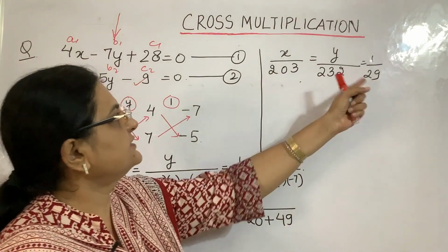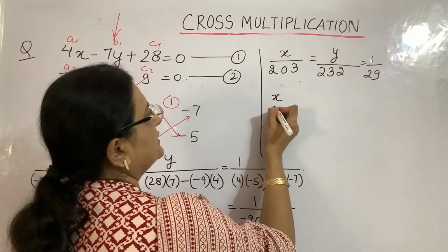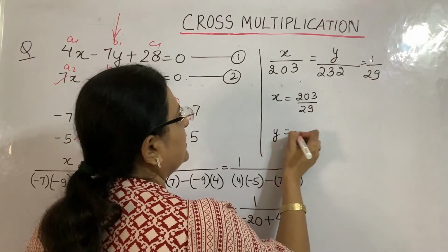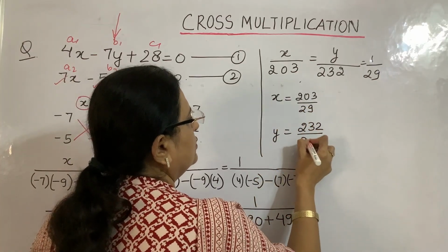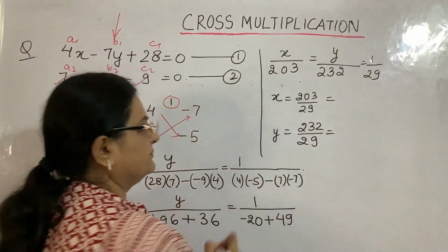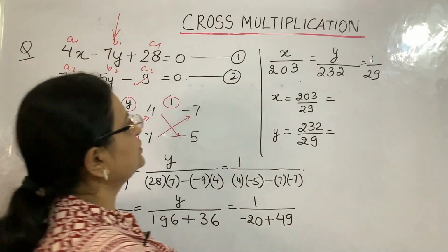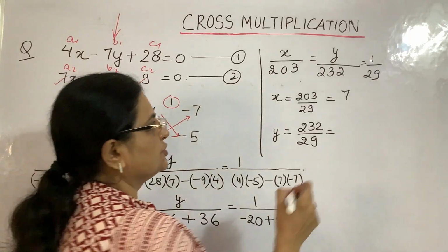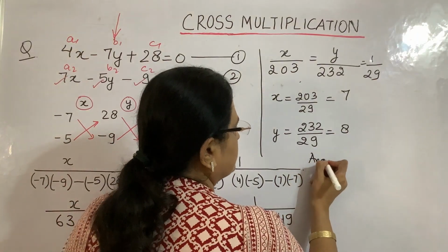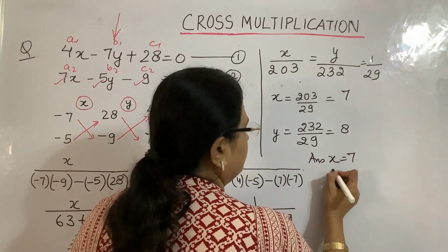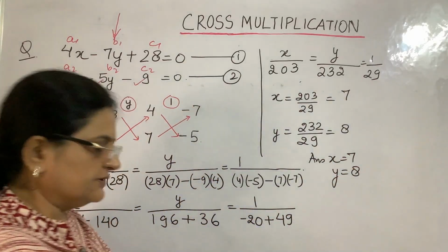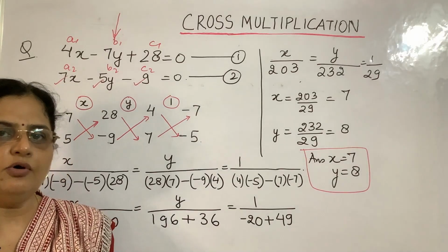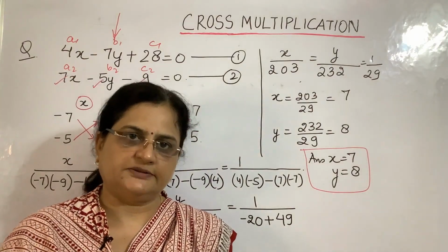So if I compare the first and the third, x will be equal to 203 upon 29 and y will be equal to 232 upon 29. And when you cancel this, you see that x becomes equal to 7 and y becomes equal to 8. So the final answer you get is x is equal to 7 and y is equal to 8. So this is how we go on in the method of cross multiplication.